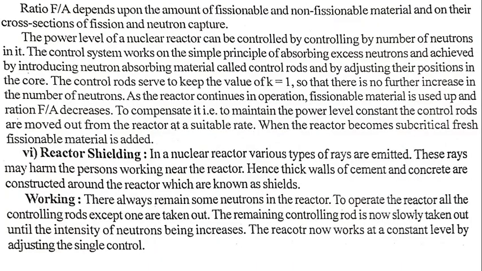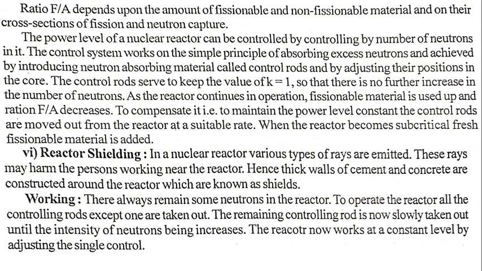Now the ratio F upon A depends upon the amount of fissionable and non-fissionable material and on their cross sections of fission and neutron capture. The power level of a nuclear reactor can be controlled by controlling the number of neutrons in it. The control system works on the simple principle of absorbing excess neutrons, achieved by introducing neutron absorbing material called control rods and by adjusting their positions in the core.